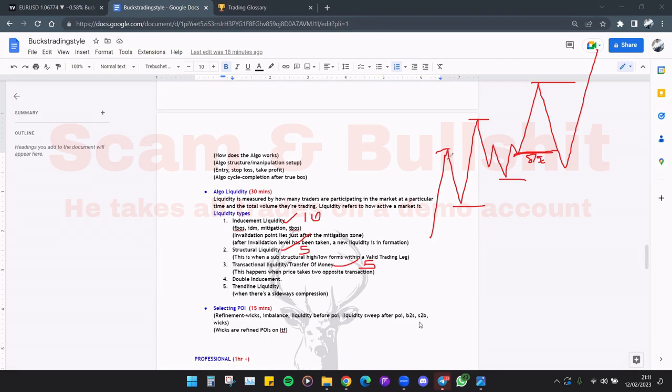And also, if price reacts from an unmitigated week, you can mark it too. Okay, so 10, 5, 5. You understand?